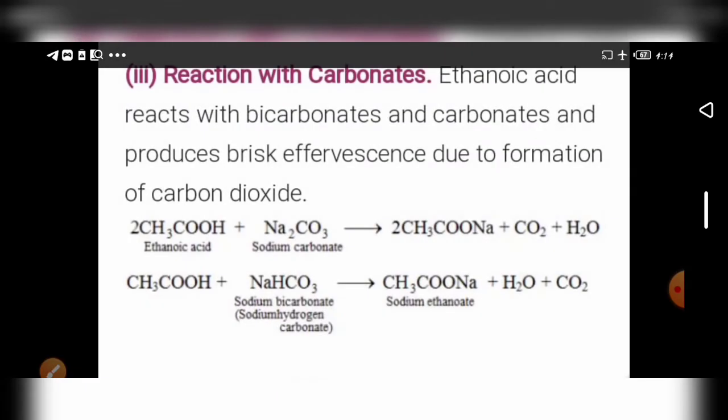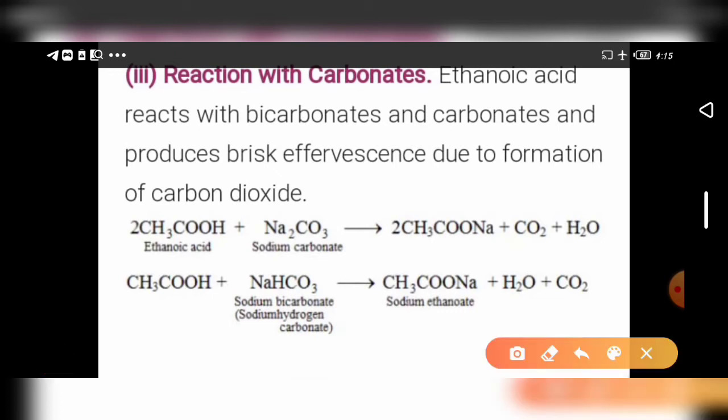Okay, next, reaction with carbonates. Always the same formula. Ethanoic acid reacts with carbonates and bicarbonates and produces brisk effervescence because there is a liberation of carbon dioxide. Wherever there is liberation of carbon dioxide, there will be brisk effervescence. So salt plus water plus carbon dioxide. As it reacts with carbonates and bicarbonates, it gives salt plus water plus carbon dioxide.